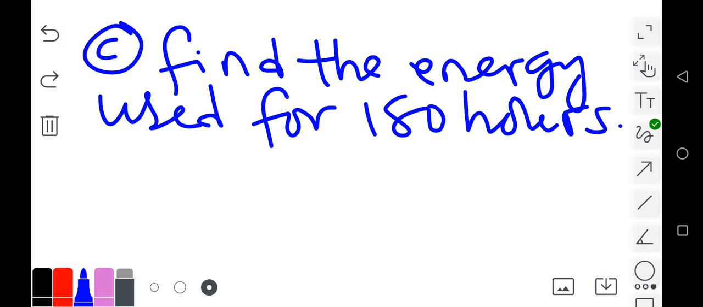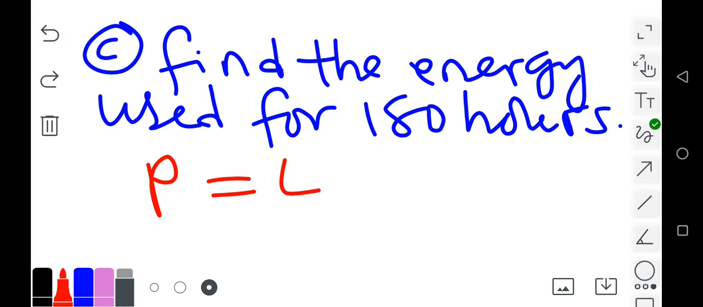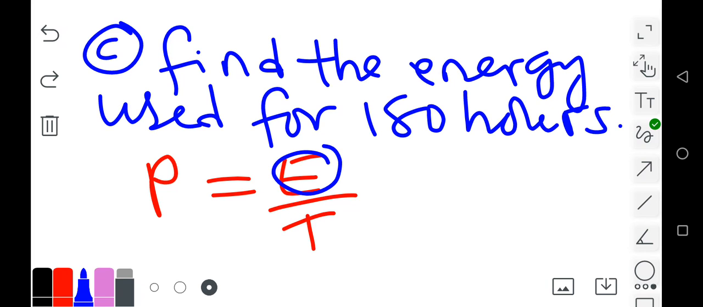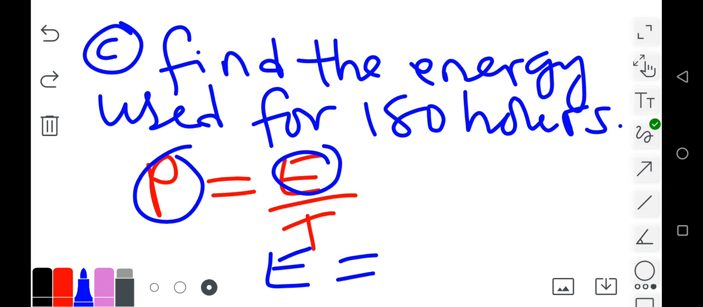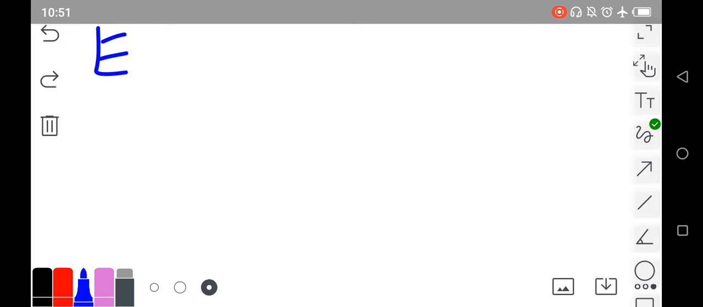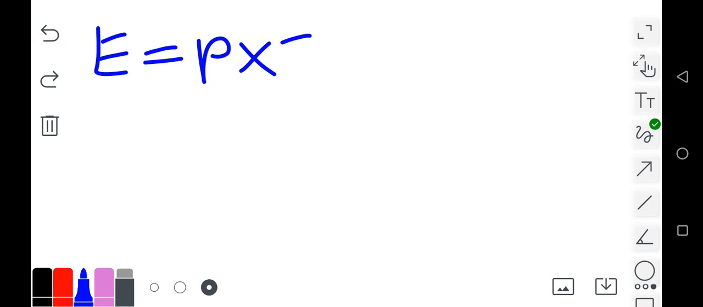Power in terms of energy is power equals E, for energy, over the time. Now we know that we are looking for the energy, so we make E the subject of the formula, and this is going to be E equals P times T. This will just be PT. So the energy equals the power multiplied by time.